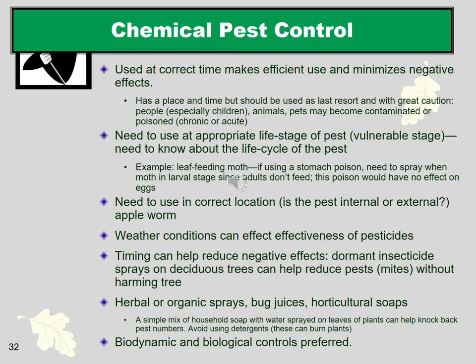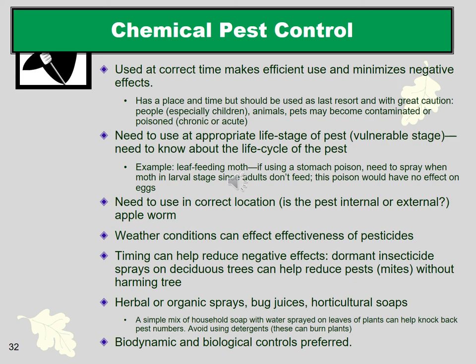Timing can also help reduce negative effects. Dormant insecticide sprays on deciduous trees can help reduce pests without harming the tree, so that's great. If they work, you can use them during the dormant season of the fruit tree instead of the growing, living season where it could harm the tree and maybe get on your fruit too.